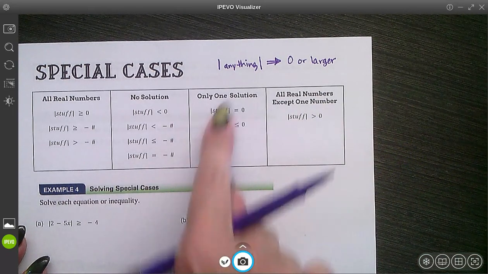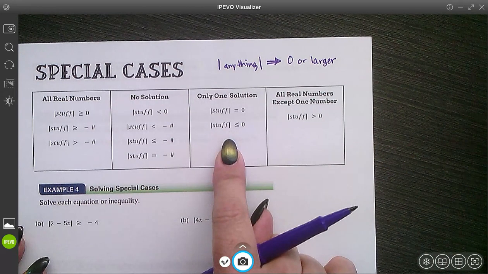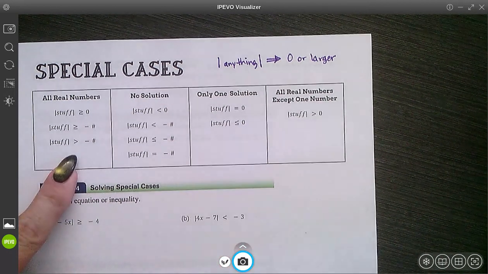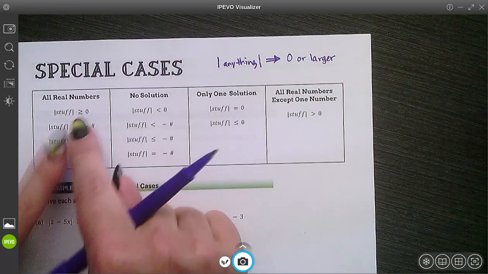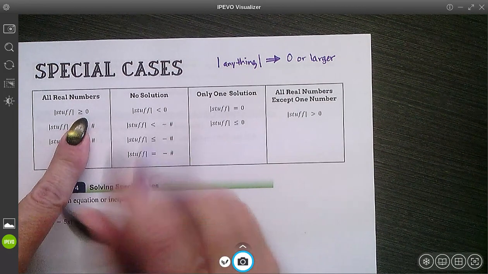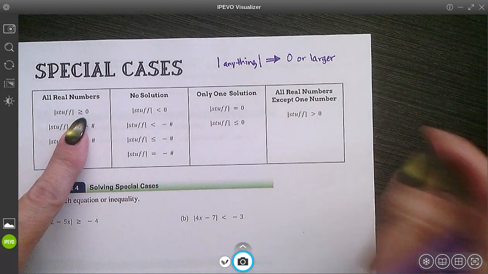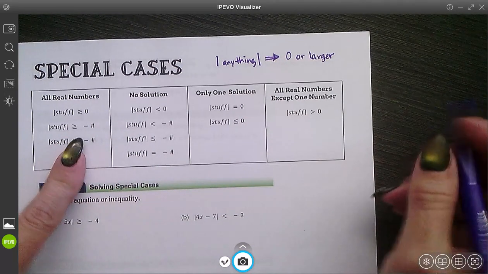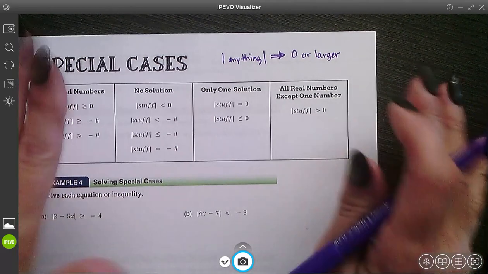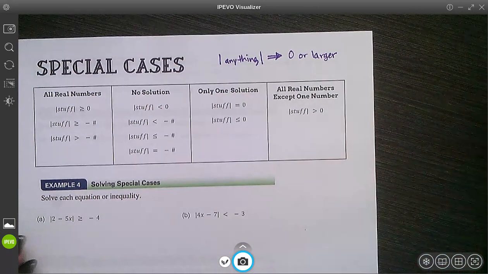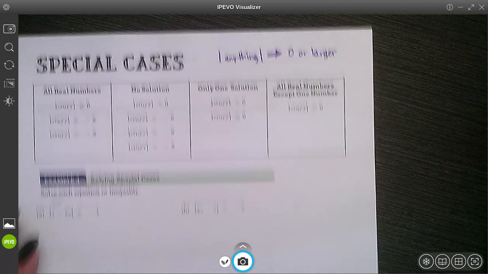I'm only going to have one solution if it says absolute value equals zero or absolute value is less than or equal to zero. And then my solution is going to be all real numbers if I say absolute value is greater than or equal to zero, because absolute value of anything should be zero or larger. Similarly, if I have absolute value is greater than or equal to a negative, or just greater than a negative. So these are our special cases, and let's look at some examples that show us those special cases.